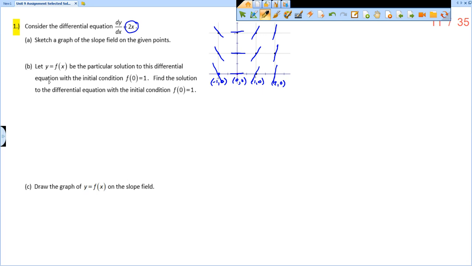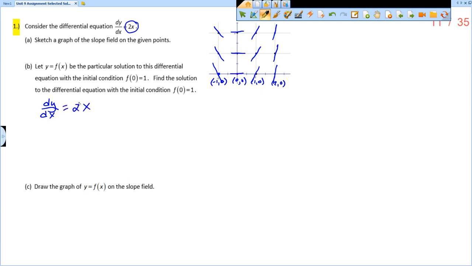Now for part B, let y equals f of x be the particular solution to this differential equation with the initial condition that f of 0 is 1. Find the solution to the differential equation with the initial condition. This is an old question, like a unit 6 question, but let's make sure we still understand how to do it.